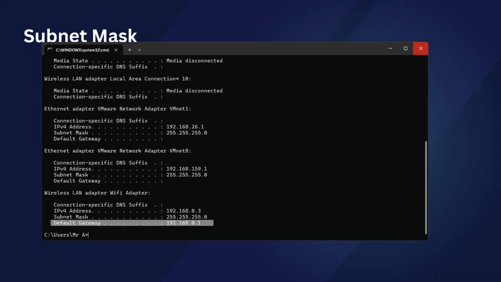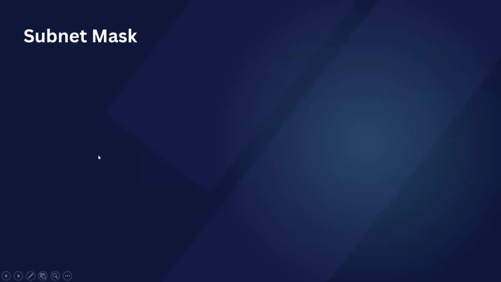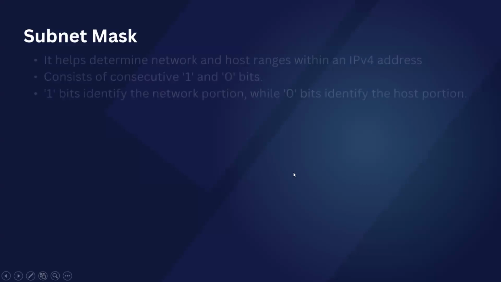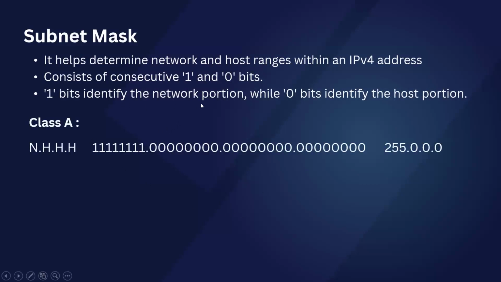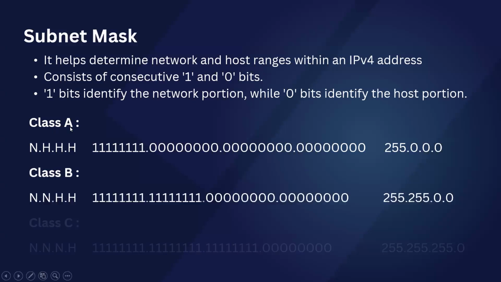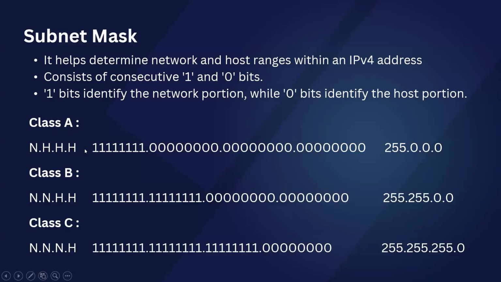Let's talk about that. So for us humans to understand which IP belongs to which class, we have network and host portions. But how does a computer understand that? So what a computer does is it assigns the network portions with the value of ones and host portion with the value of zeros. So it helps determine network and host ranges within an IPv4 address. When you talk about class A, it has one network portion and three host portions. So in network portion, you put all ones in the octet, and in host portion, you put all zeros. And when you convert that from binary to decimal, all ones is 255, all zeros is simply zero.